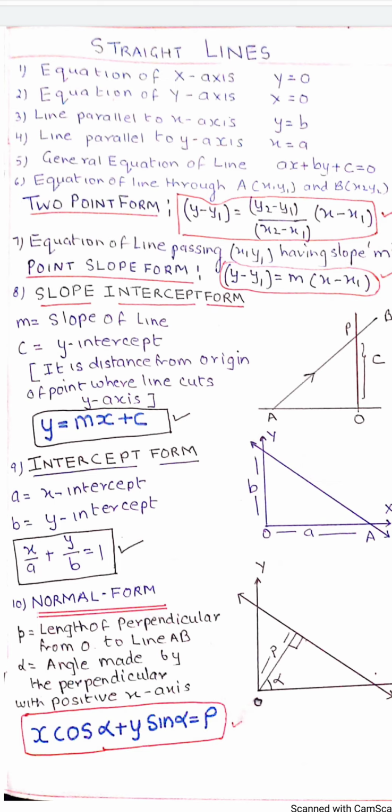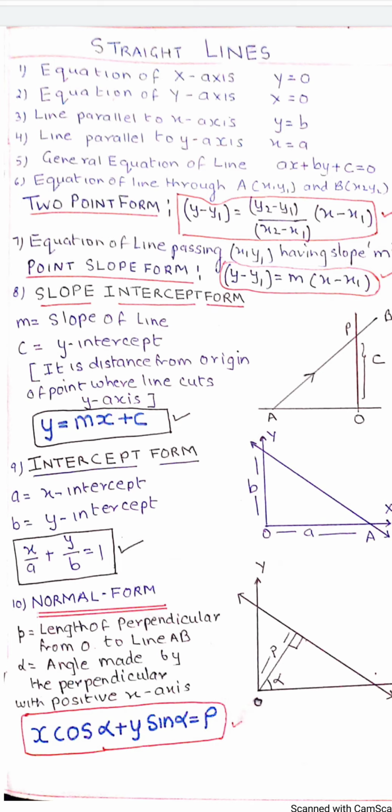Equation of x-axis is y equal to 0. Equation of y-axis is x equal to 0. If a line is parallel to x-axis, it is in the form y is equal to b. If a line is parallel to y-axis, it is in the form x is equal to a. The general equation of line is ax plus by plus c equal to 0.